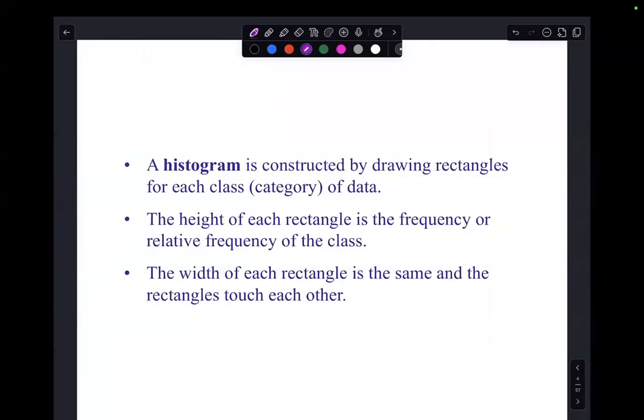Okay, so we did a bar graph on Tuesday, and a histogram is very similar to a bar graph. You could almost say it's a type of bar graph. So we do the same thing we did with the bar graph. We draw rectangles. The height of each rectangle is the frequency or the relative frequency of whatever we're looking at, and the widths of the rectangles are all the same. But the visual difference is that all the rectangles are going to be touching each other rather than having gaps.